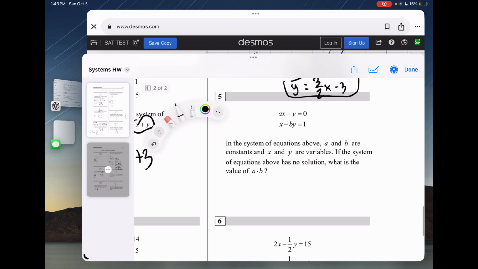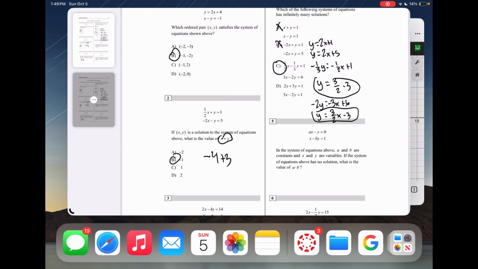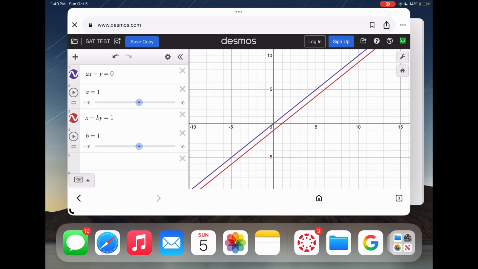And now on to number 5. In the system of equations above, a and b are constants and x and y are variables. If the system above has no solution, what is the value of a times b? What we're going to do here is plug this into Desmos, which I've done here. I've plugged in ax minus y equals 0, and then x minus by equals 1. When we put those equations in, they give us the option to make a and b sliders. So you just do that, and then it'll set a equal to 1 and b equal to 1.